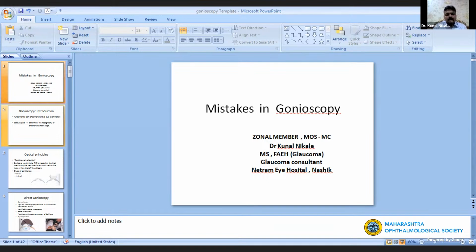Two types of gonio lens can be there. We have direct gonioscopy, which uses a convex lens on the cornea. It is done in supine position with the help of a binocular microscope. Barkan's illumination is used for illumination. Different types of gonio lenses are Koeppe, Layden, Barkan, Swan-Jacob.